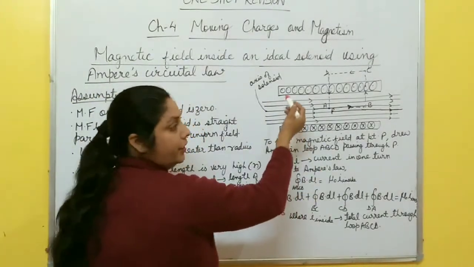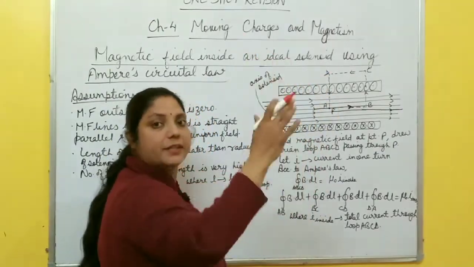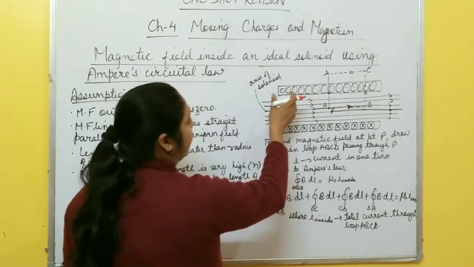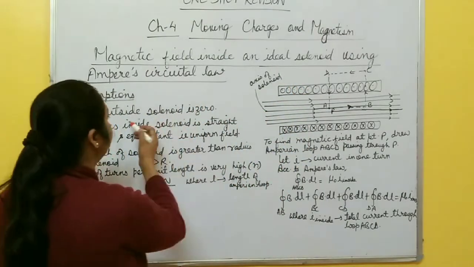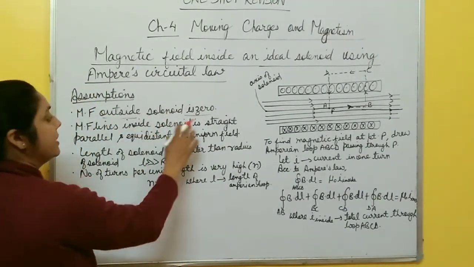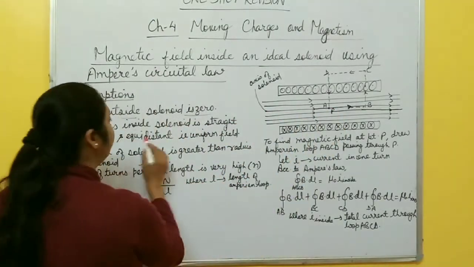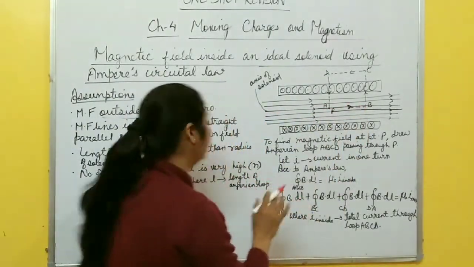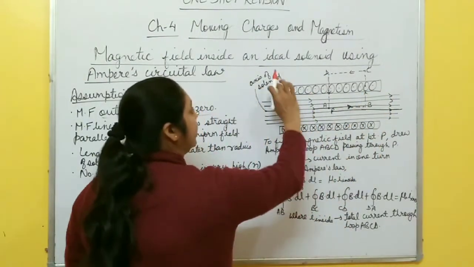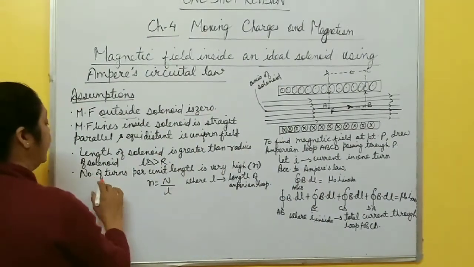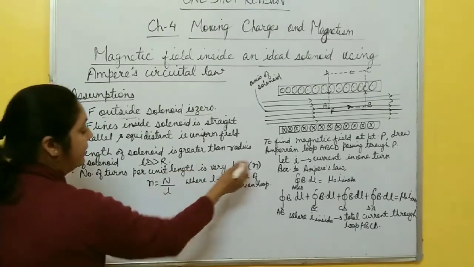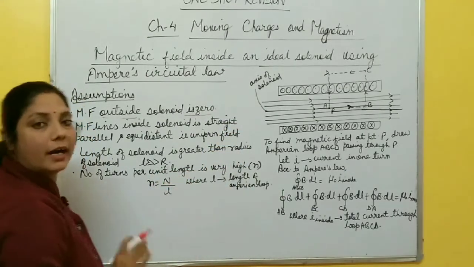You know the solenoid; this is how you divide the solenoid into two parts. This one is one part, this one is another part. You also know there are some assumptions: the magnetic field outside the solenoid is 0, the magnetic field lines inside the solenoid are straight, parallel, and equidistant, that is, a uniform magnetic field inside the solenoid. Also, the length of the solenoid is much greater than the radius of the solenoid, and the number of turns per unit length is very high. It means small n is very high in the case of an ideal solenoid.